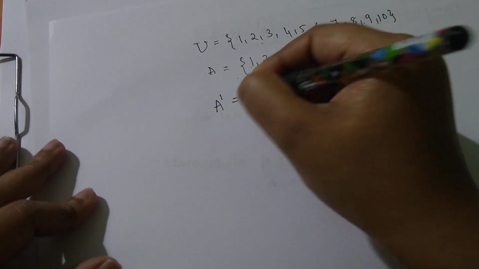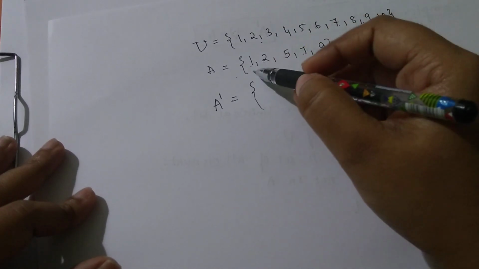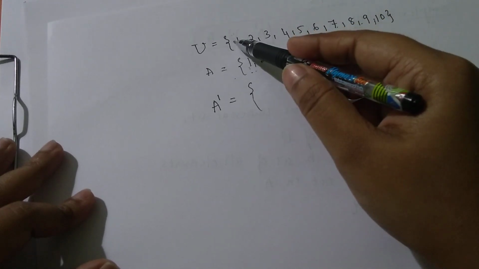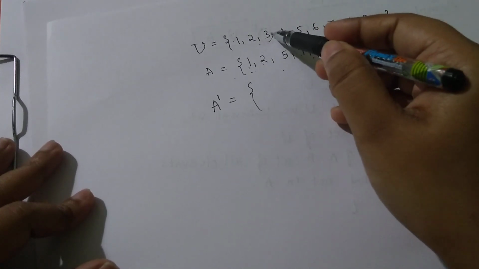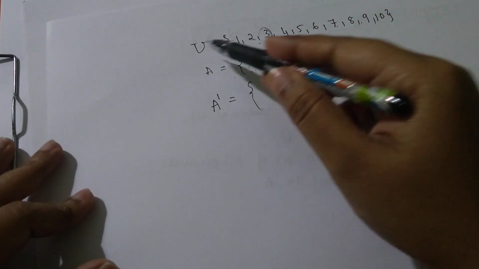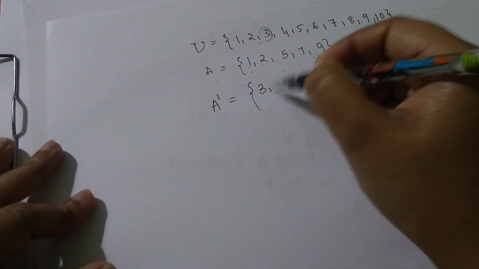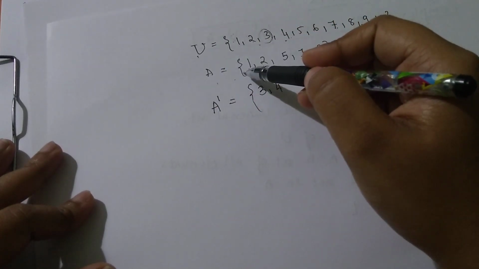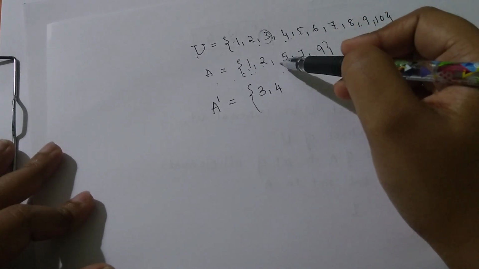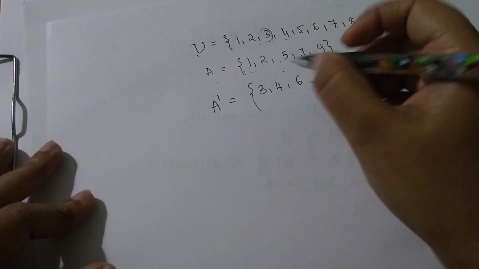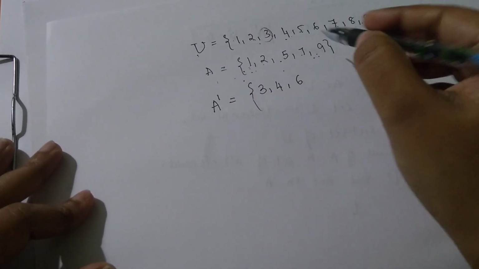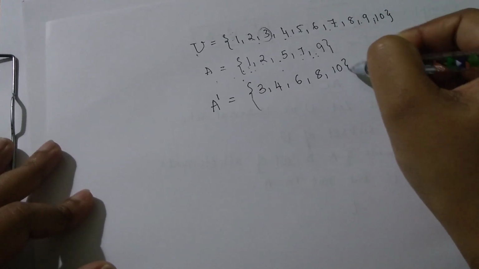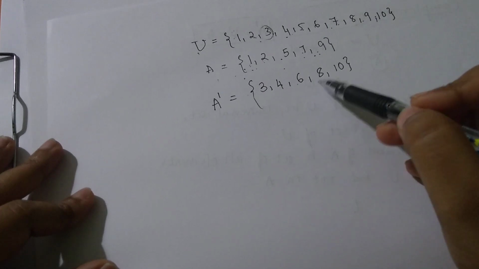A complement. We have to find A dash. So, the set of all elements which are there in U but not in A. 1 is there, here also it is there. 2 is there, yes. But 3 is an element which is there in the universal set but it is not present in your A. 3. Next, 4, yes. 4 is present in U but 4 is not there in set A. What about 5? It is present. 6, yes. 6 is there in U but not in A. 7, it is there. 8, yes. 10. Okay. 3, 4, 6, 8, 10.